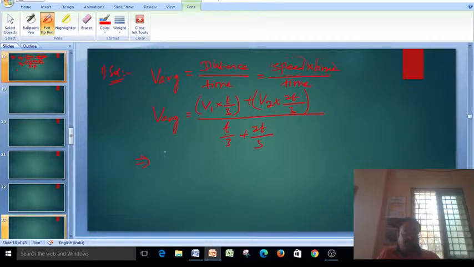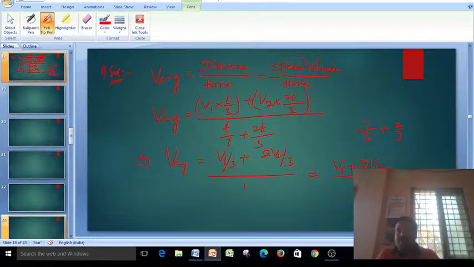Then V average is equal to, taking t common, t gets cancelled. We get V1 divided by 3 plus 2V2 divided by 3, totally divided by 1 by 3 plus 2 divided by 3. That is 3 by 3, which is equal to 1. Then finally you will get V1 plus 2V2 divided by 3. You will get the answer here.